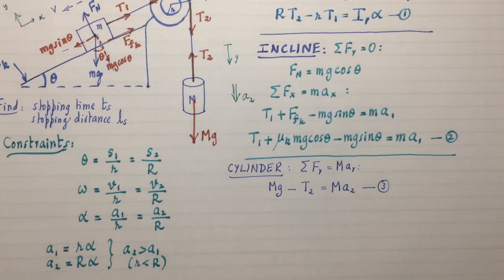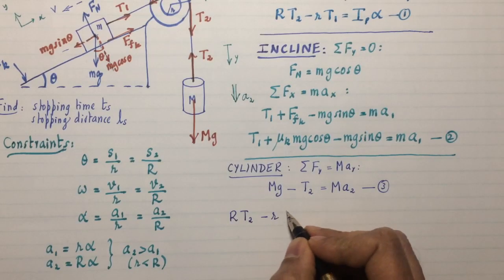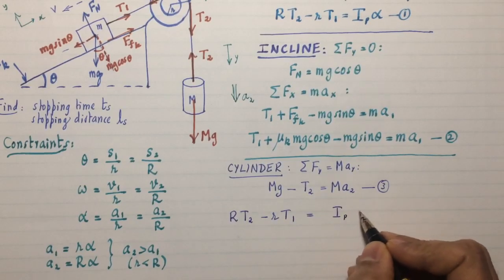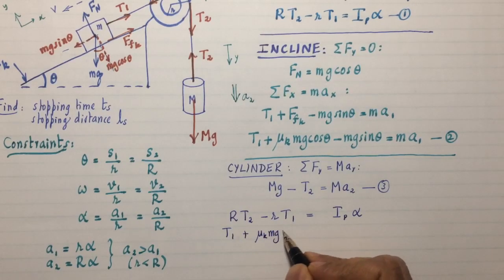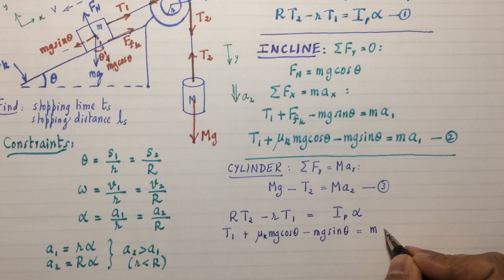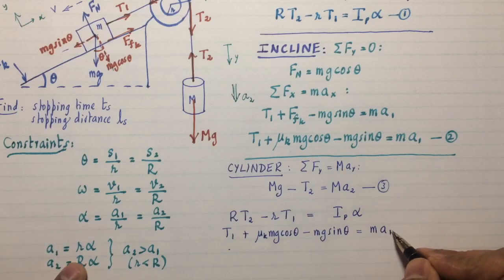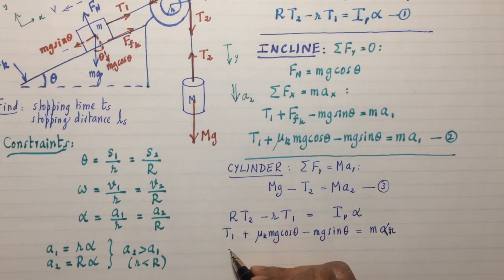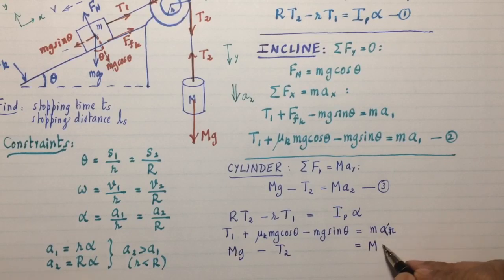Well, let me write everything in terms of alpha. How about that? That might make it easier. So I'll write the first equation, R T2 minus little r T1 equals I sub p times alpha. The second equation is T1 plus mu kinetic mg cosine theta minus mg sine theta equals m a1. For a1 I'm going to write r times alpha. And the last equation I have is capital Mg minus T2 is equal to M times a2, which is capital R times alpha.